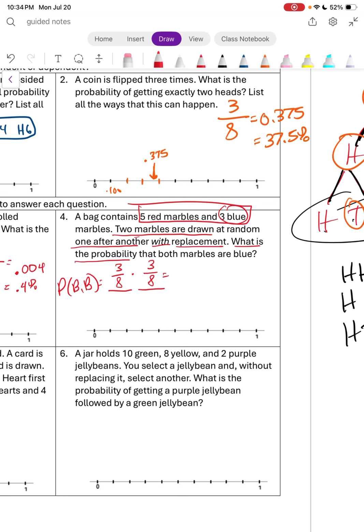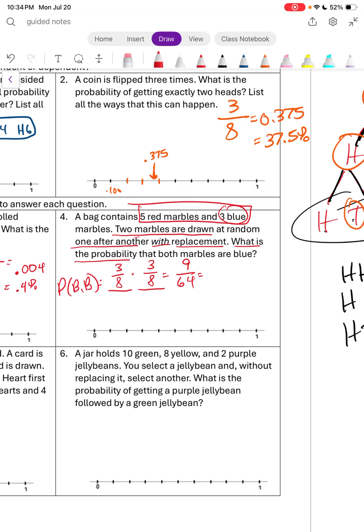And I'll give you a second to think about, well, what if you didn't put it back in? How would that change things? So we'll talk about that in just a second. So 3 out of 8, 3 out of 8, nothing cross cancels. Multiply the top, multiply the bottom. So there's a 9 in 64 chance, which means if you did it 64 times, it happened about 9 out of that 64, not even half of the time.